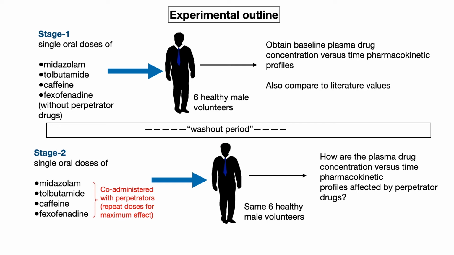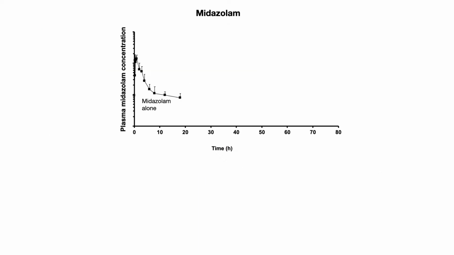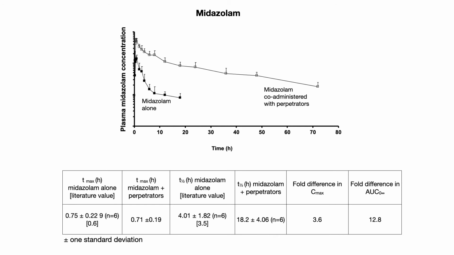So let's have a look at each of those victim drugs one by one. First of all, midazolam. There's midazolam alone, and there's midazolam with the perpetrators. And you can see immediately that there is a big change in the pharmacokinetics. Let's look at the pharmacokinetic parameters to quantify those changes. Now remember, these were administered orally.